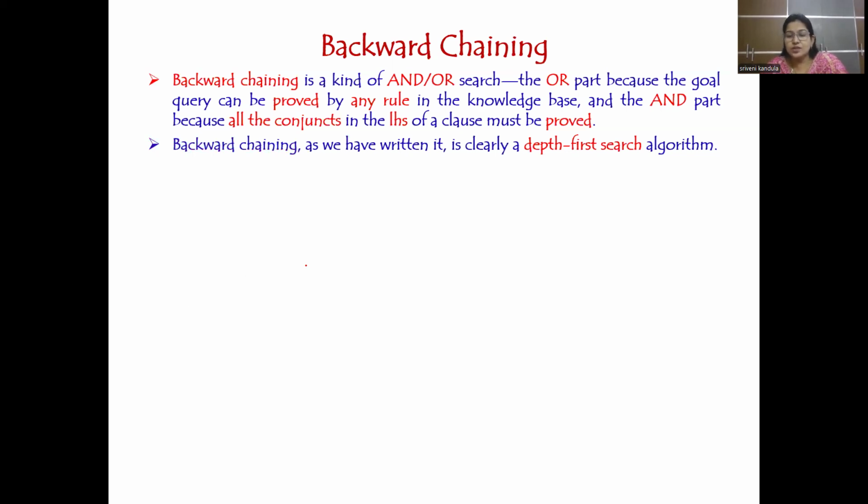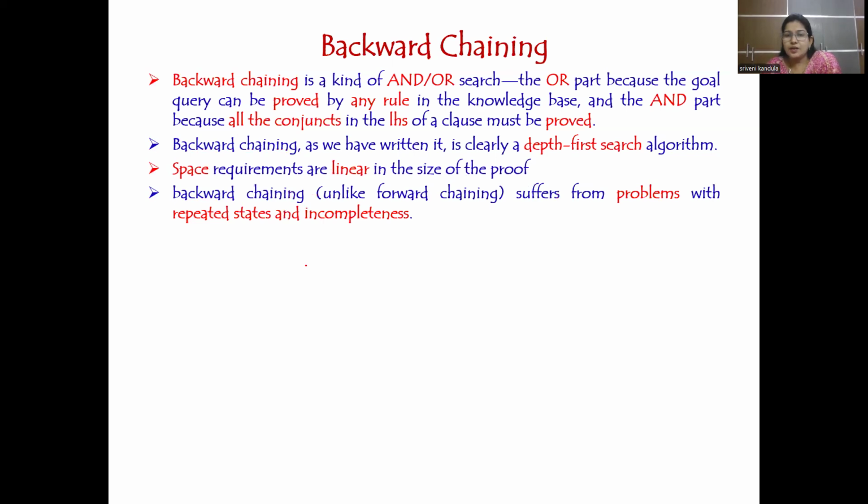This is a depth first search algorithm, and the space requirements are linear. Backward chaining suffers from problems like repeated states and incompleteness, because if it is an AND node, both parts should be solved. So sometimes it might be repeating. Suppose it does not have all the necessary things, that node cannot be solved either. That is incompleteness. That is the problem with an AND node: for an AND node, all problems should be solved.